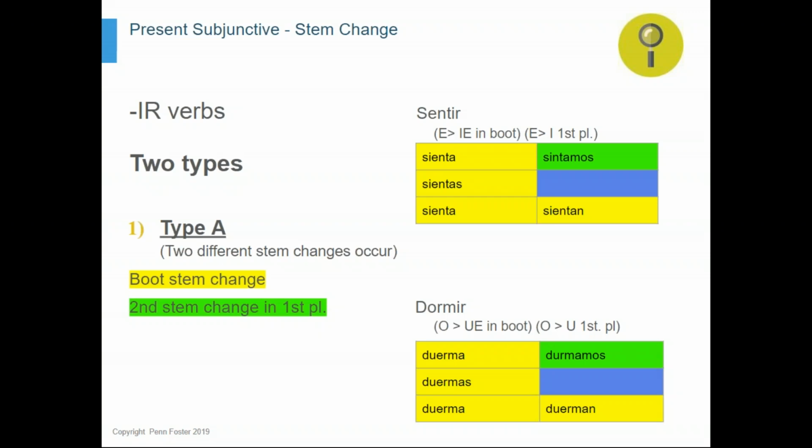Okay, so it can get a little bit confusing, but you're not going to see a whole lot of these verbs. There's not that many. Sentir and dormir are probably the two most common, and those that you'll probably see come up within your course materials, specifically dormir, more so than sentir.